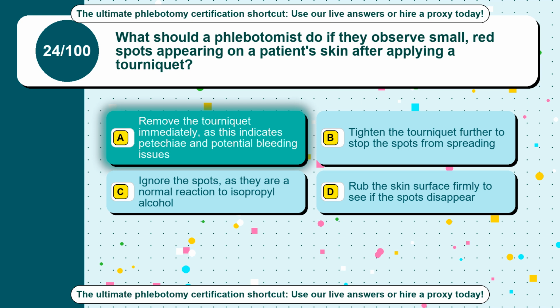The correct answer is option A, remove the tourniquet immediately, as this indicates petechiae and potential bleeding issues.